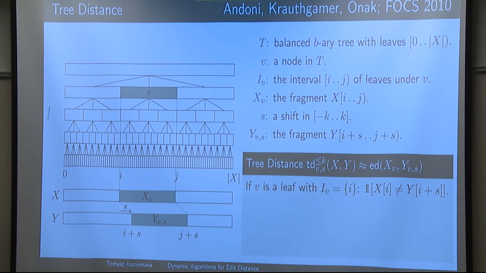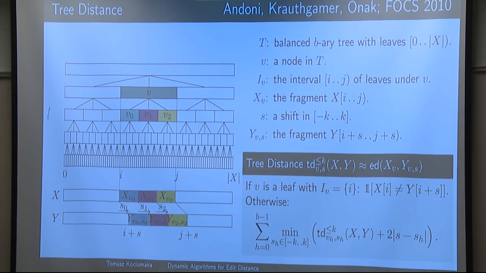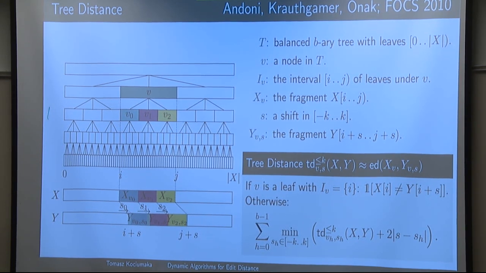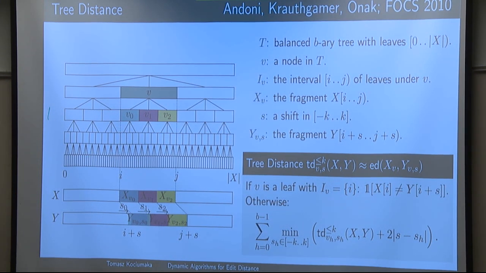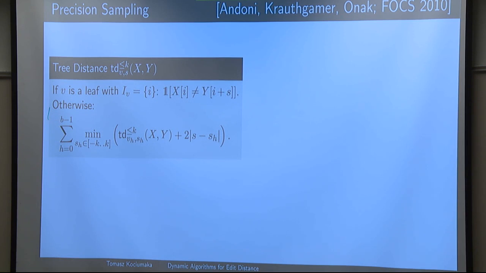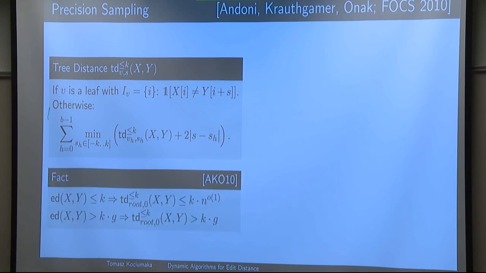For the leaf, we just compute the exact edit distance. These are length 1 fragments. For other nodes, there is some formula based on the analogous values for the children of the node v. This formula is not important for the purpose of this talk, and I believe that Nick will go into more detail on it in his presentation on Thursday. What is important, though, is that when edit distance is small, then this tree distance at the root for shift 0 isn't much larger. It can be larger only by a sub-polynomial factor when you set b correctly. And also, if the true distance is large, then the tree distance is also large.